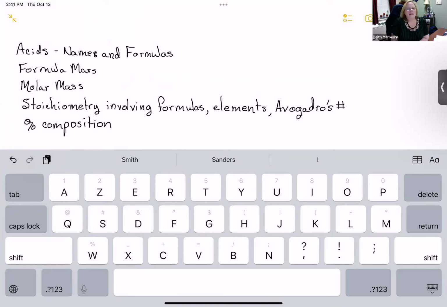Okay, folks, it is that time, so I'm going to go ahead and get started. We do have quite a bit to cover today. So in this section, I am going to be discussing acids, how to name an acid, and the formula of an acid. Then we will move on to formula mass compared to molar mass. After we talk about formula mass and molar mass, where I'll introduce Avogadro's number as well, we'll deal with some stoichiometry involving formulas, elements, Avogadro's number, and then we're going to do a very brief stint on percent composition.